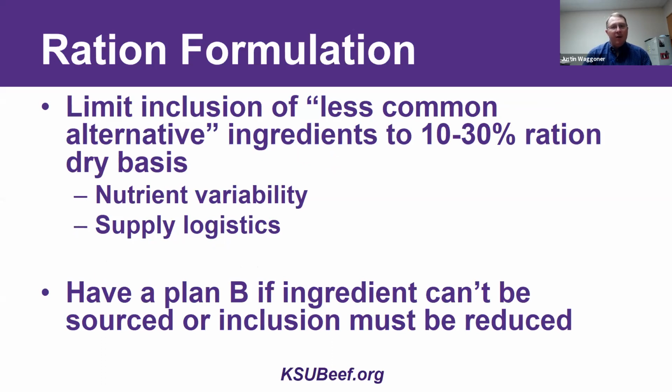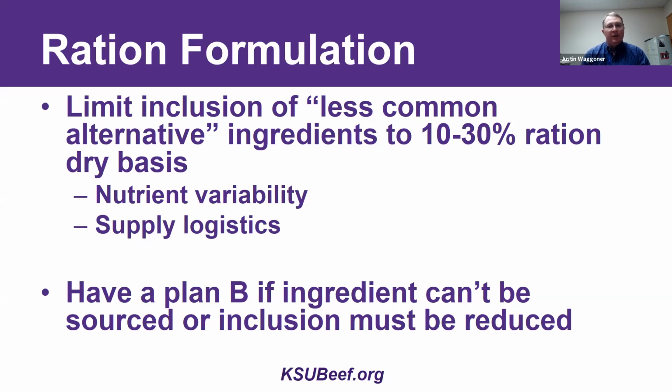As we get into those less common alternative ingredients, those true alternative ingredients, my general recommendation on ration inclusion of those type of ingredients would be to target a level somewhere between 10 and 30% of the ration on a dry matter basis. This is really for two reasons. One, a lot of those type of ingredients, we know there's going to be some nutrient variability. And so if we include those ingredients at a fairly low level of the ration, that limits the impact of that variability on that total ration.